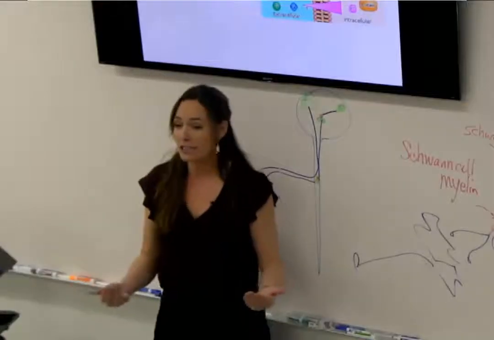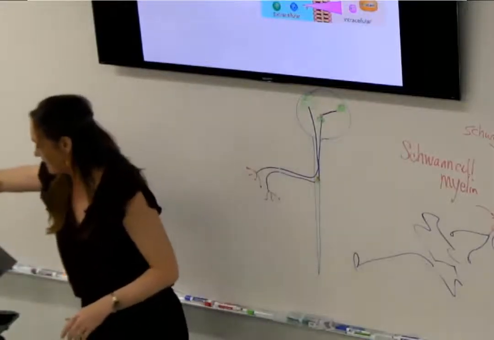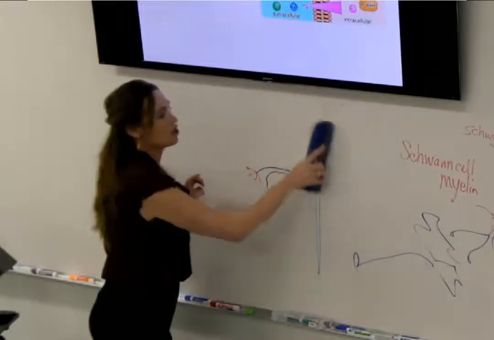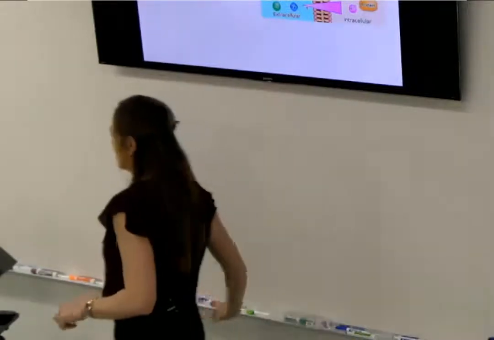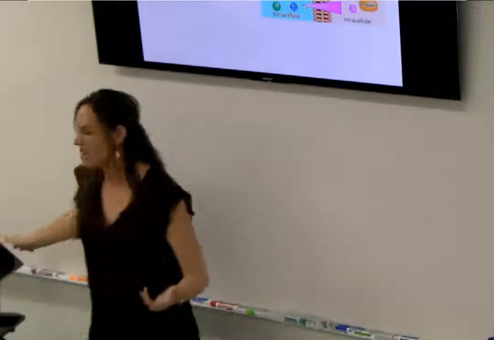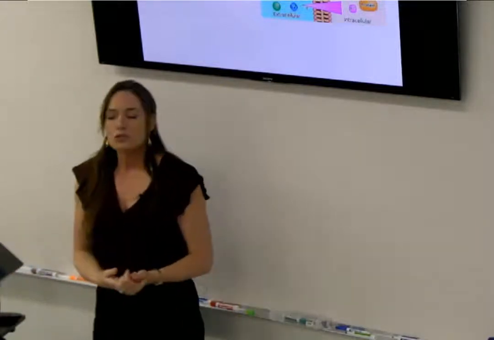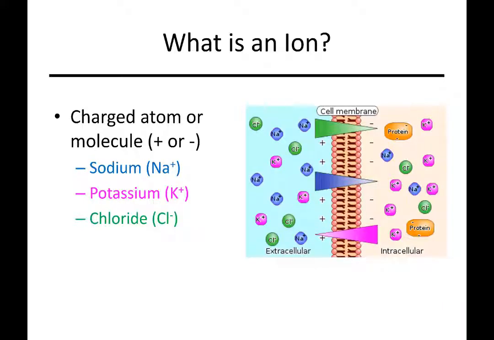So let's start off easy. What is an ion? An ion is a charged particle. It could be an atom, it could be a molecule. Sodium is abbreviated Na, and it has a positive charge. Potassium, K, is also a positive charge. Chloride, Cl, is a negative charge. But we're just going to deal with sodium and potassium to make life a little bit easier.